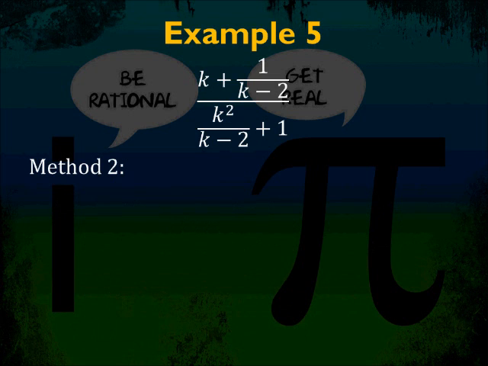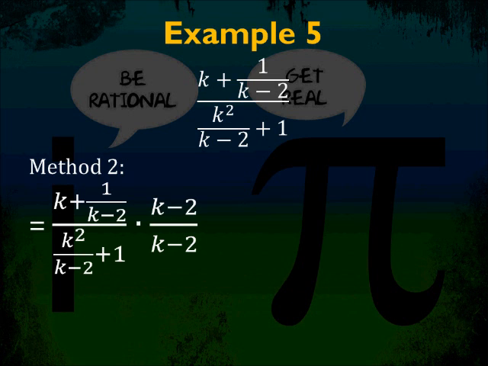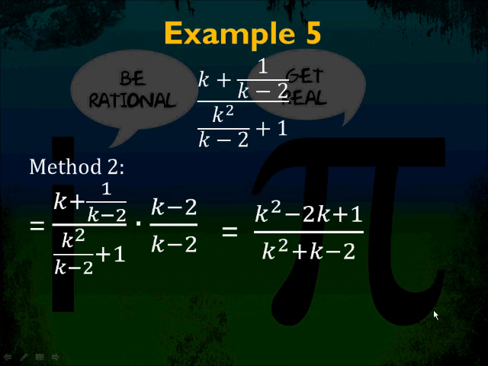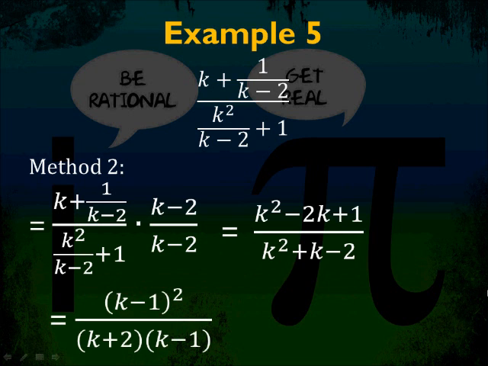Let's go to method 2. We have that monstrosity. We can multiply the top and bottom by k minus 2 because that's the common denominator for both the top and the bottom. So you're left with basically, we skipped a bunch of steps. So you can see why sometimes method 2 is a lot easier to deal with. So k squared minus 2k plus 1 all over k squared plus k minus 2. And you're back to where you were after most of method 1. You factor the top and bottom and you simplify.